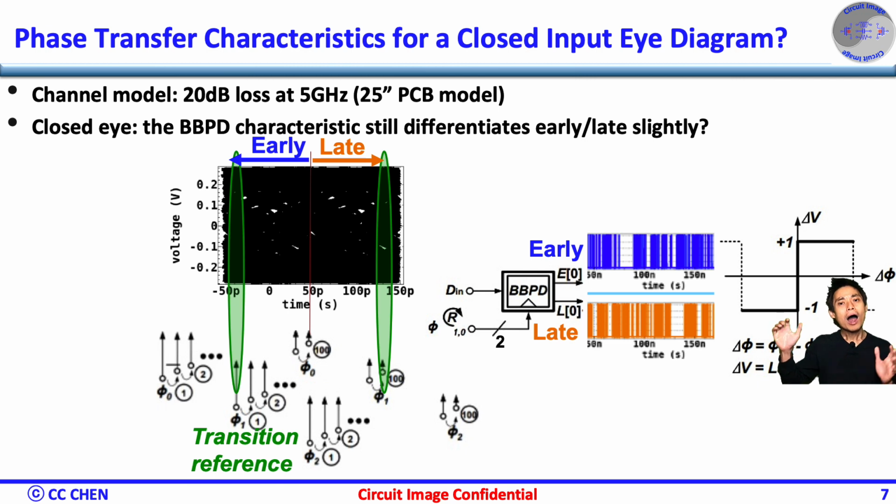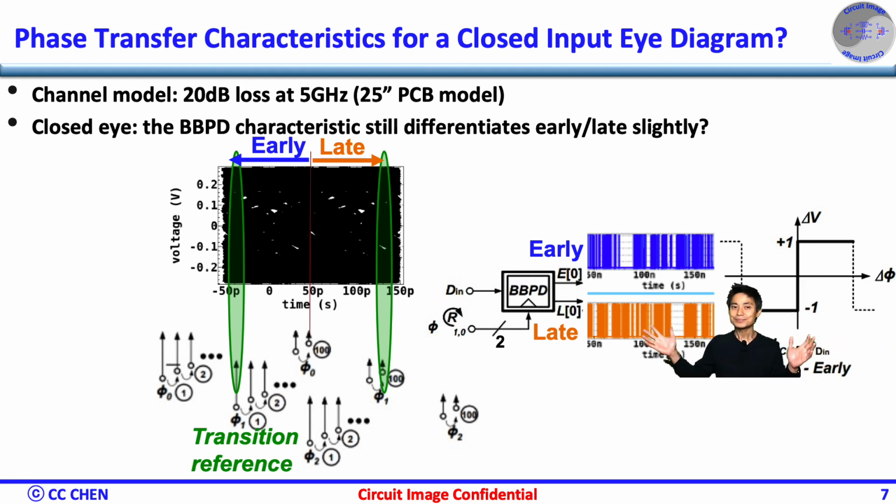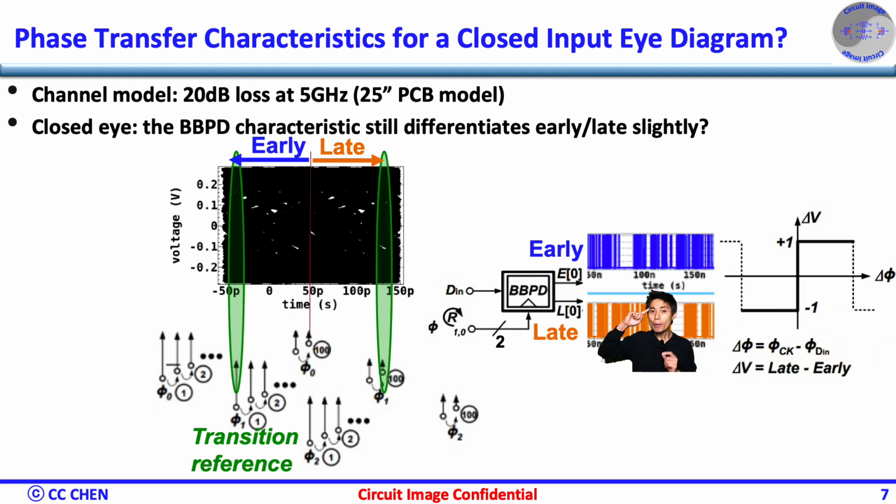Before that, how do we get the phase transfer by integrating the early-late signals? Think about a low pass filter images for 5 seconds.